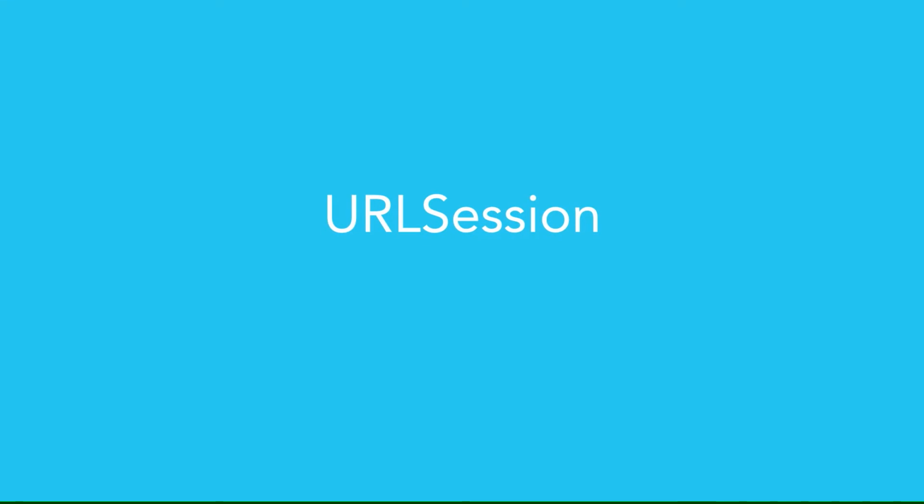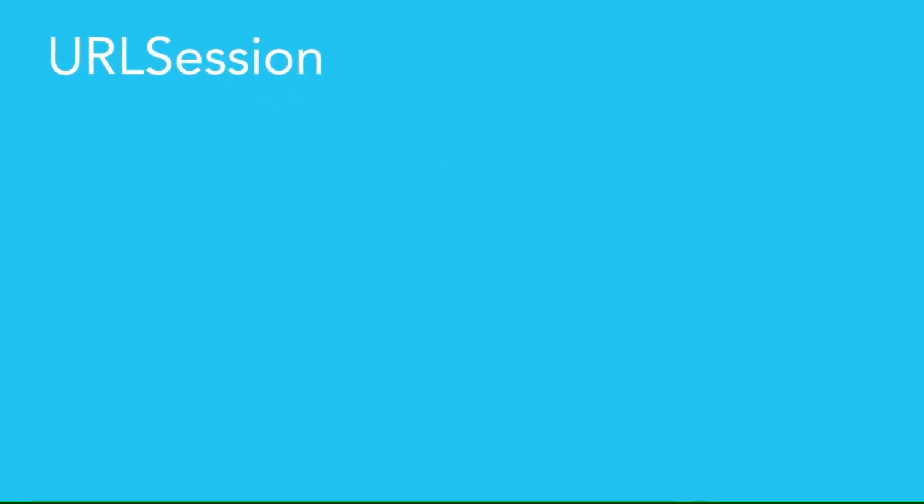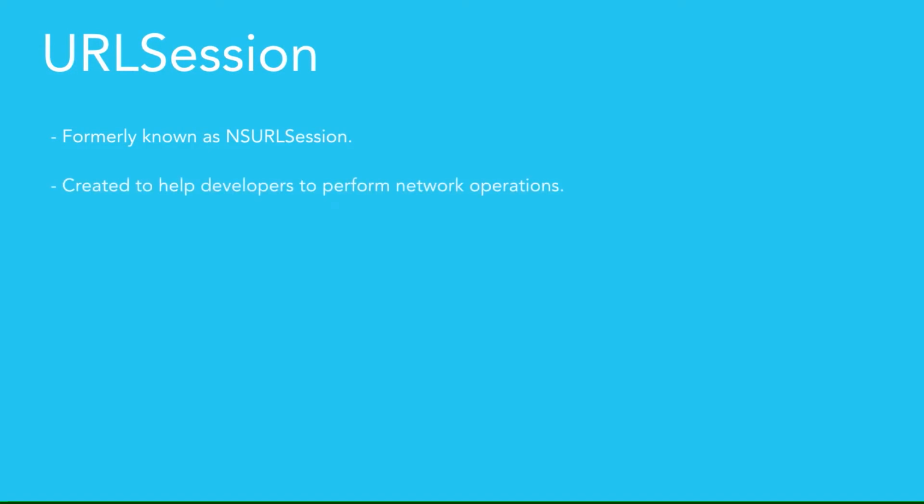Okay, if you got to this video, you're probably interested in implementing a data connection layer for your app. If that's the case, you got to the right place. URL session, formerly known as NSURLSession, is a native API provided by Apple, so you can have different ways to perform network operations. It supports natively data, file, FTP, HTTP, and HTTPS URL schemes.